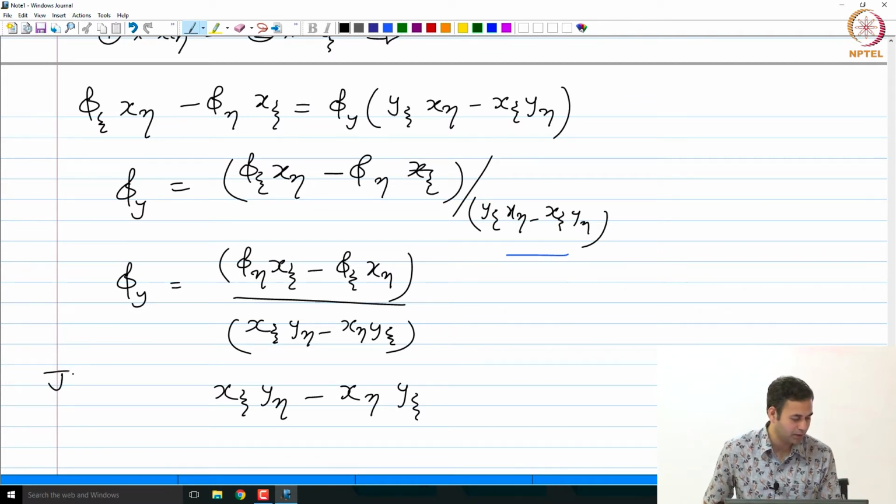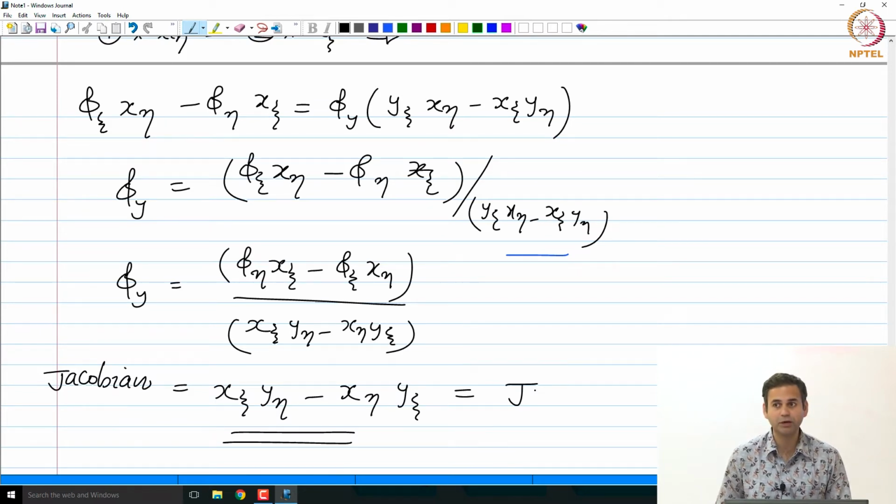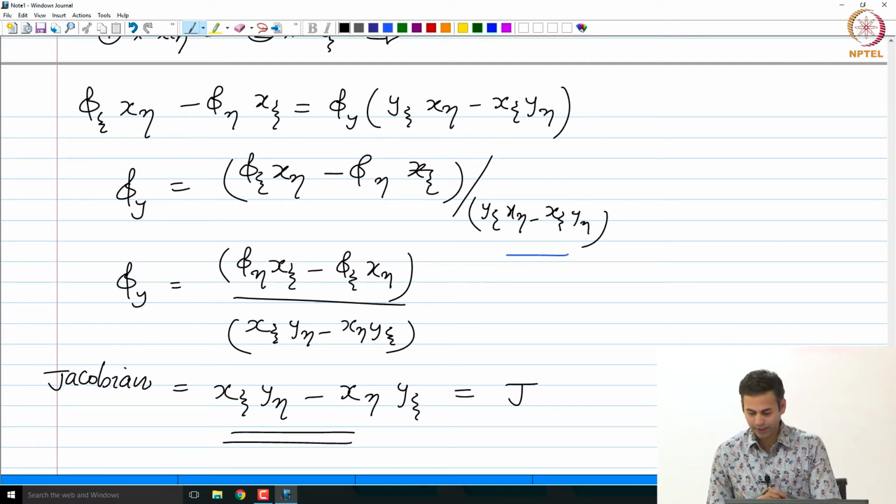This is known as the Jacobian, okay, this expression. So we would represent this using J, which is a combination of the derivatives of x and y with respect to xi and eta, okay, some combination of that. Fine. So far so good. Any mistakes till now? No, they are all fine. So that means we have now somehow related phi x and phi y in terms of phi xi and phi eta. Okay.